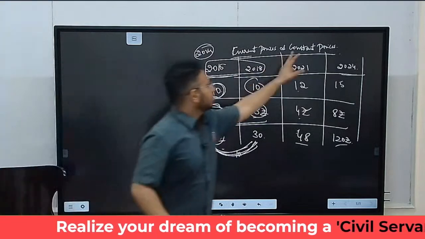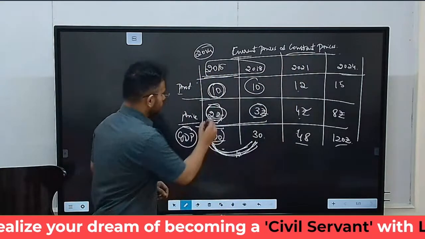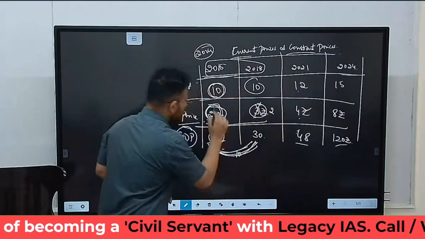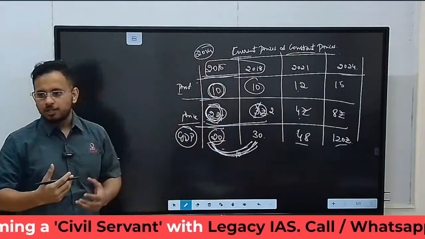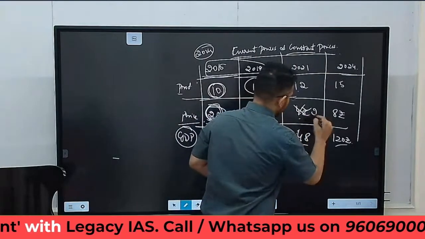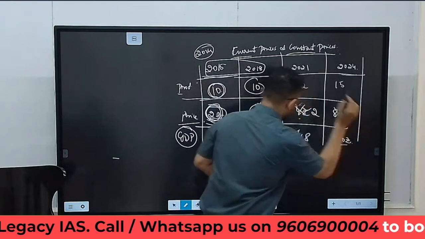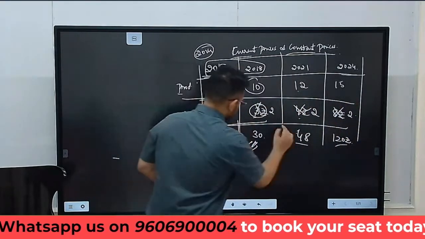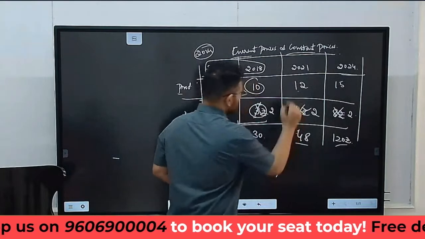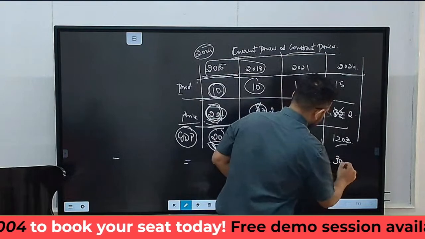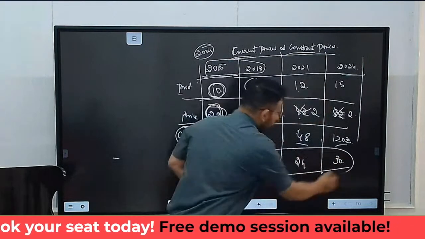But what is this constant price? Instead of 3 rupees here, what if I maintain the same price throughout to calculate the GDP? Okay, instead of 4, I'll take 2. Instead of 8, I'll take 2. Now what is the new number? This will be 20. This will be 20, 24, 30. Don't you think this number is more realistic than the above?